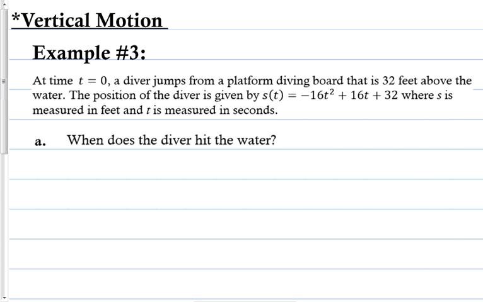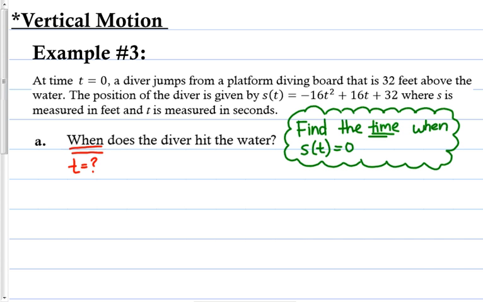So A, when does the diver hit the water? When means we're looking for the time, t. I need to figure out what kind of equation I need. What does it need to equal in order to figure out the time when the diver hits the water? Basically we're finding the time when the position is 0. The position is 0 when the diver actually hits the water.